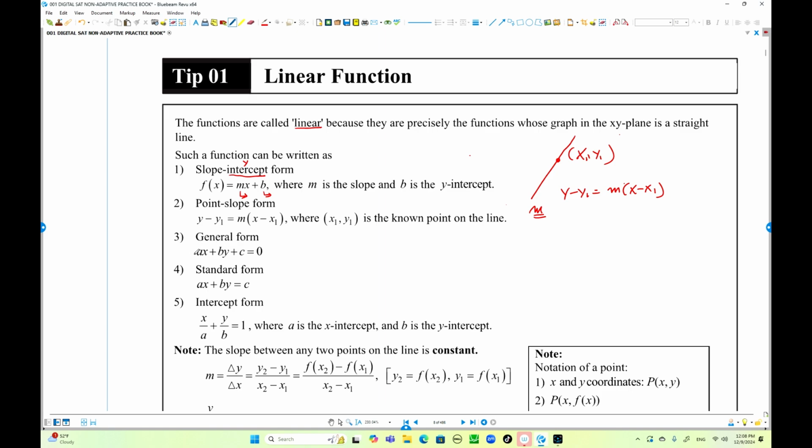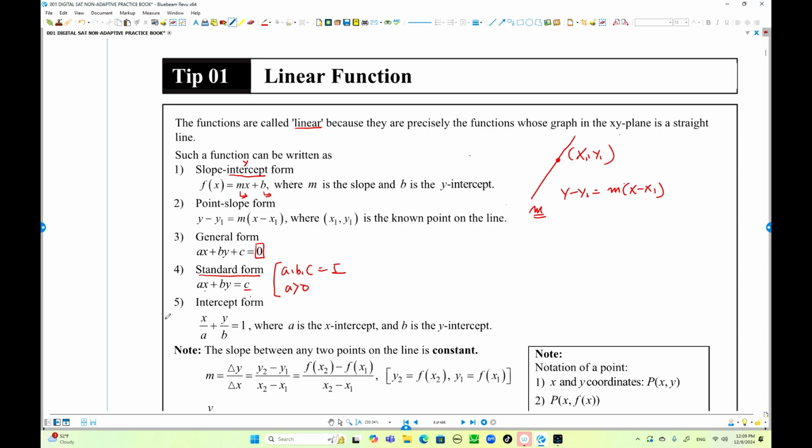The next one is the general form. The general form is ax plus by plus c equals 0, with one side being 0. The next form is the standard form. Standard form is ax plus by equals c. This side is the variable terms, and that is the constant term, separated. But in standard form, a, b, c must be integers, and one more thing, a must be positive. That is the standard form.